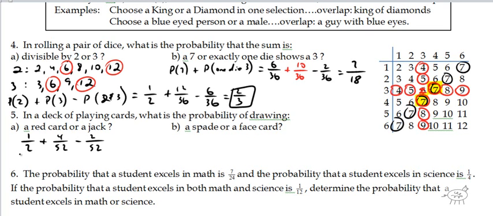So I counted the red jacks here, I counted the red jacks here. So I got to subtract one of those. And if I do that, I get 7 over 13.